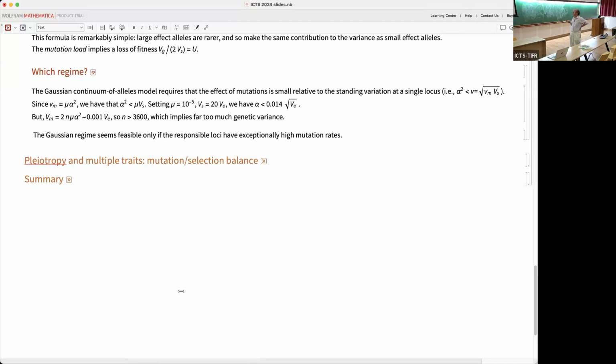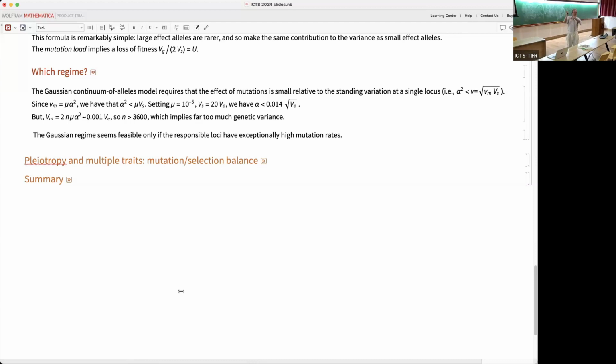So the point is that if we assume a really small mutation rate per locus, and we assume the effects of the alleles are so small that we're fitting this Kimura-Lande continuum of alleles thing, then in order to get Vm as big as we observe, we've got to have an enormous number of loci. But then we'll have an enormous genetic variance. So the whole thing doesn't make sense.